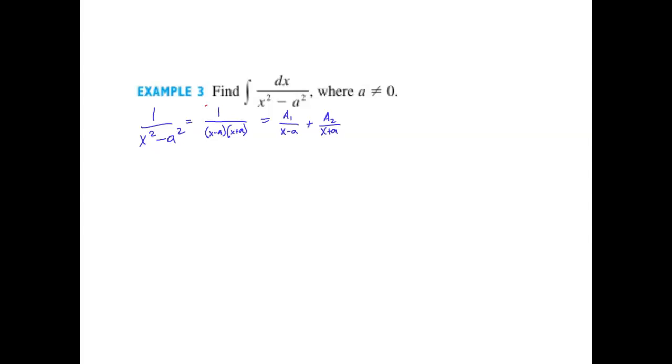And then the next step is to multiply through the whole equation by that common denominator, which was x minus a times x plus a. On the left-hand side, all that's going to do is eliminate the denominator and leave me with a 1. On the right-hand side, when I distribute it to that first term, the x minus a's will cancel, and I'll be left with a1 times x plus a, plus, when I multiply it by the second term, the x plus a's will cancel. I'll be left with a2 times x minus a.